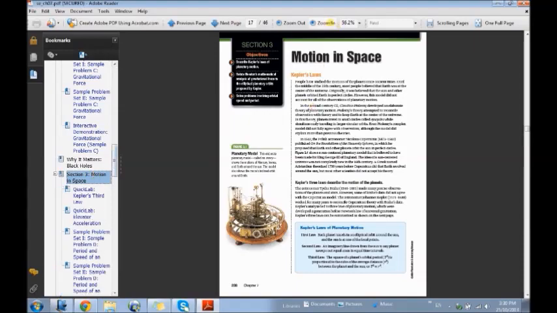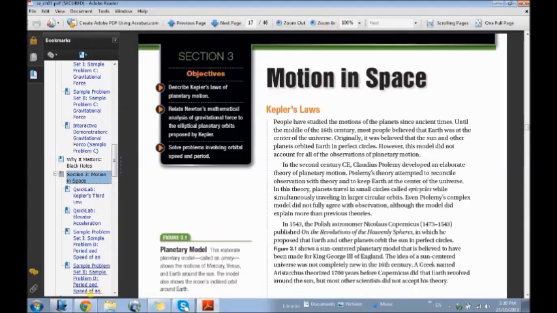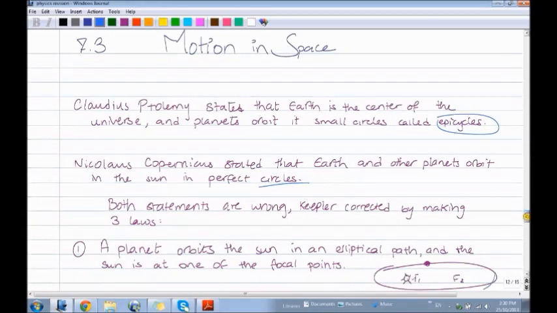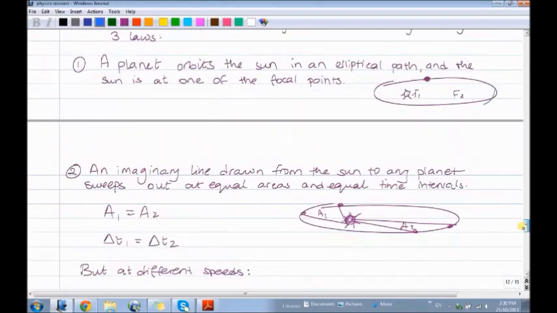Now, motion in space. Kepler. First of all, we have this scientist called Claudius Ptolemy. He stated that Earth is the center of the universe, and planets orbit it in small circles called epicycles. Another scientist, Nicholas Copernicus, stated that Earth and other planets orbit the sun in perfect circles. Both statements are wrong. Kepler corrected them by stating his three laws.